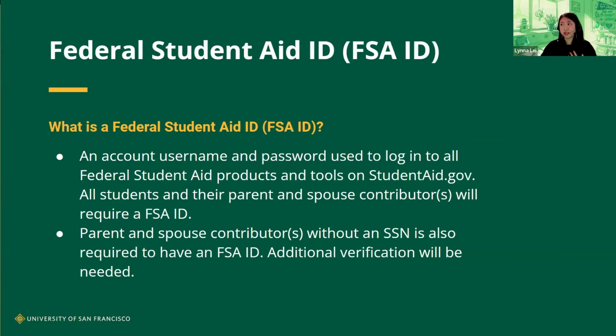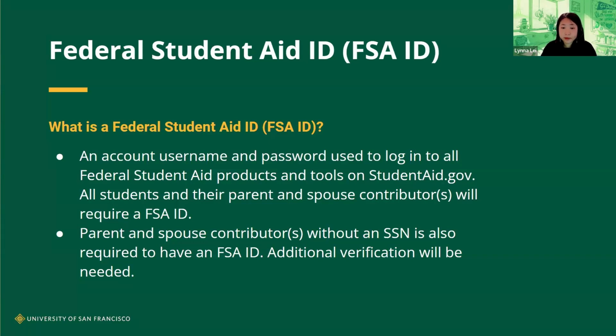Okay, so we did mention briefly the FSA ID. So what is a Federal Student Aid ID? That is an account, a username and password used to log in to your FAFSA, but it is also used for all federal student aid products and tools on the studentaid.gov website. All students and parent and spouse contributors will be required to have an FSA ID. If you've created one in the past, that will be the same one that you use for this application. You do not need to create a new one for every new application that you submit.